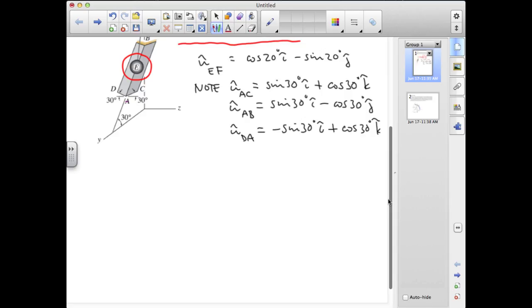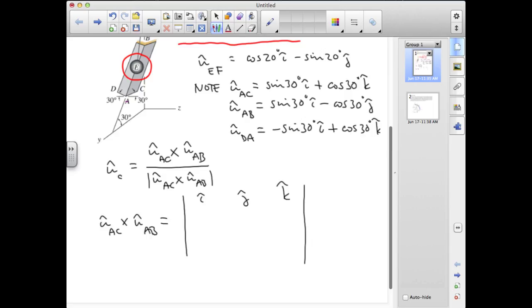So let's first generate the unit vector U sub C. That's going to be equal to UAC cross UAB over the magnitude of that cross. And again, we have to divide by that magnitude because UAC and UAB are not perpendicular to each other, so the sine of the angle between them is less than 1.